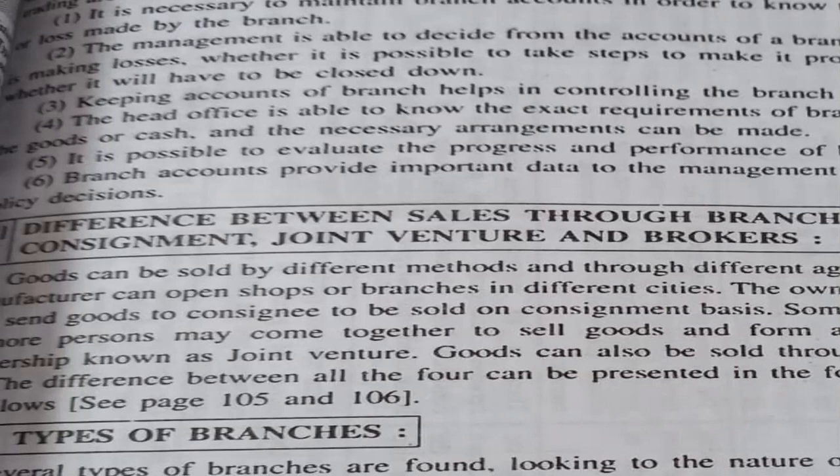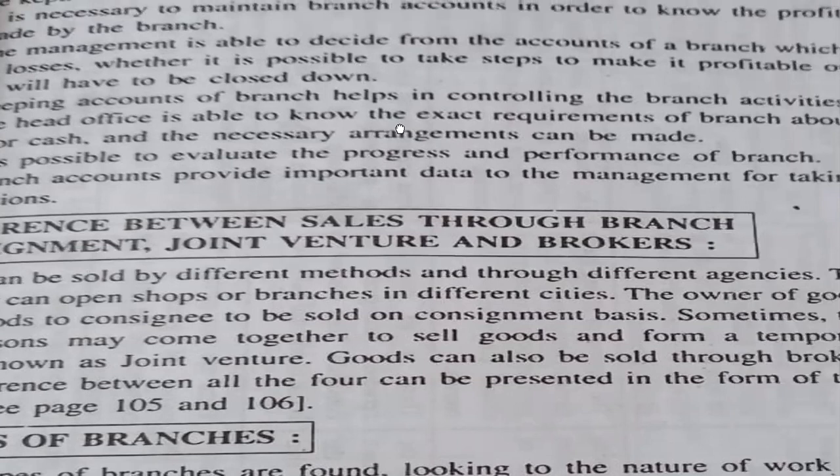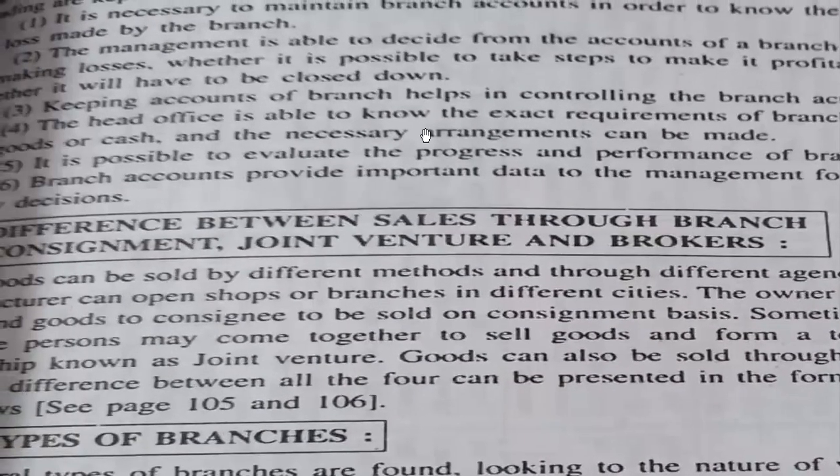Now number 5 is it is possible to evaluate the progress and the performance of the branch. Means by making the branch account we can evaluate the progress and performance of every branch, which branch is making progress, which branch is not, what is the performance of the branch. So from the branch account we can easily come to know.